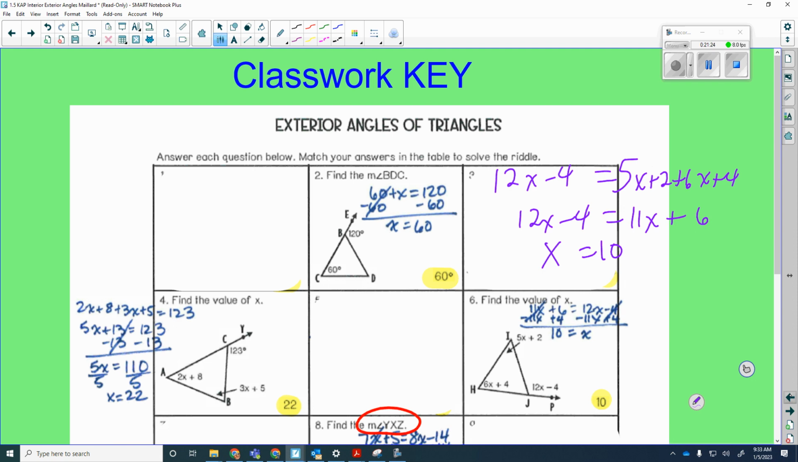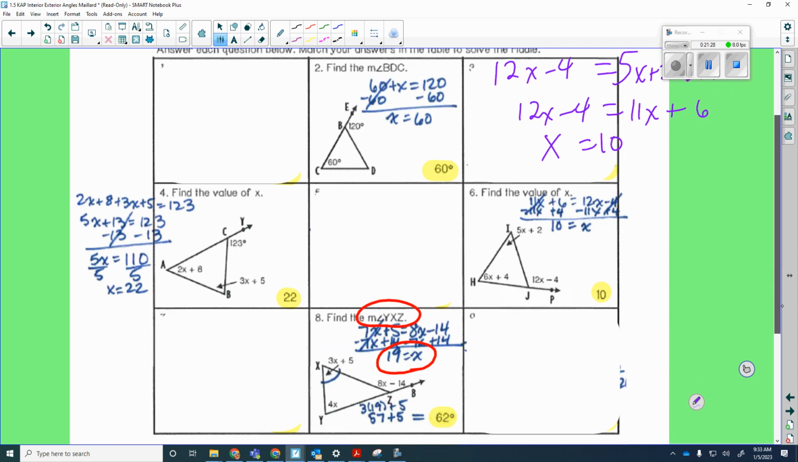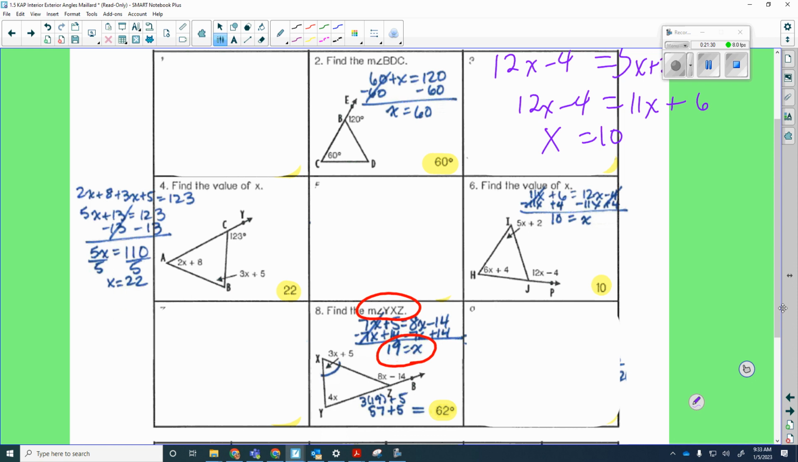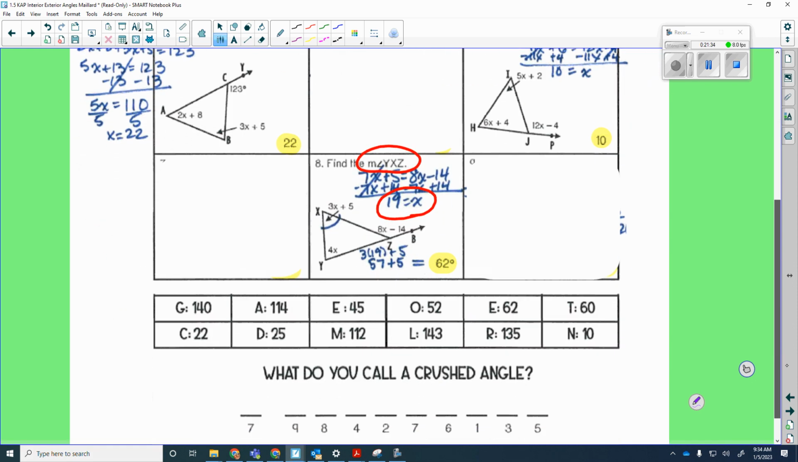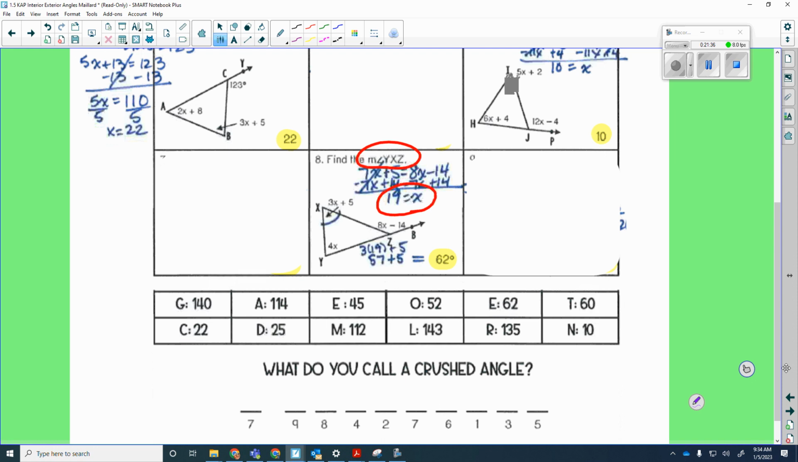Okay. Anything else from the back side? 2, 4, 6, 8. Nothing? Did everyone figure out how to do the riddle part? So like number 8, the answer was 62, so that would be E. So number 8, you would put an E in here. So right now you should have half of the letters filled in.